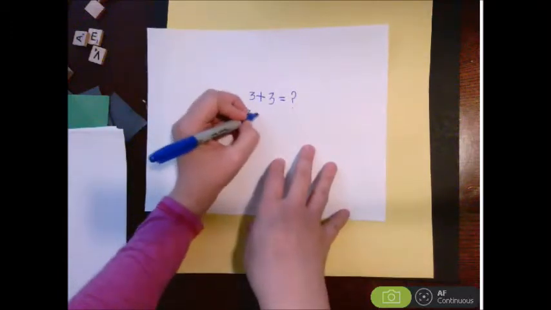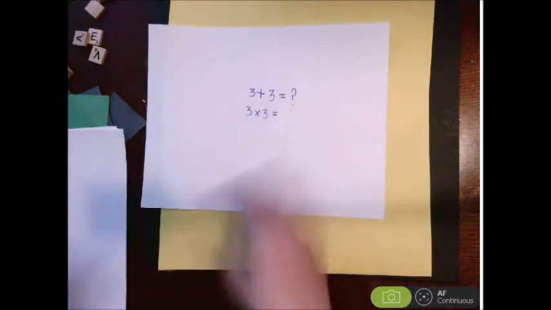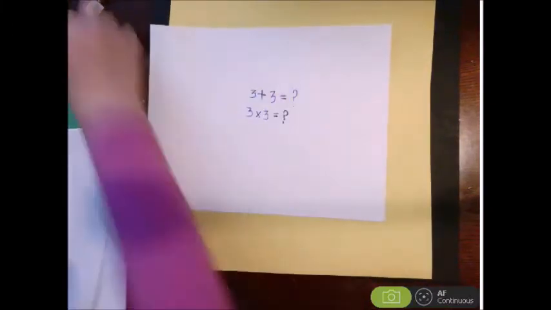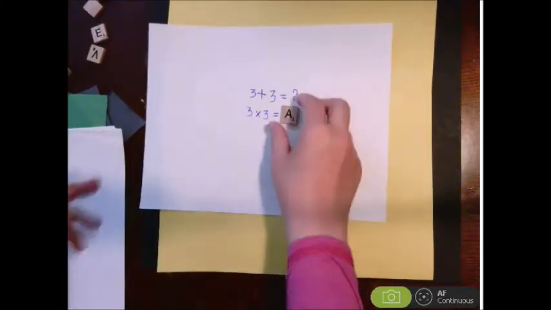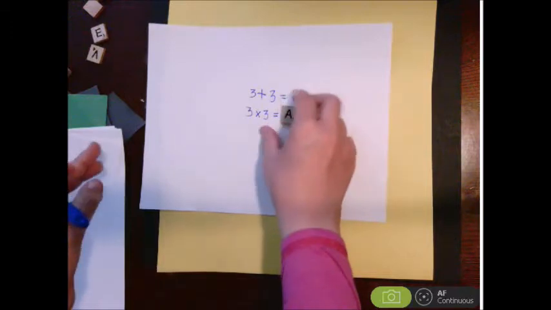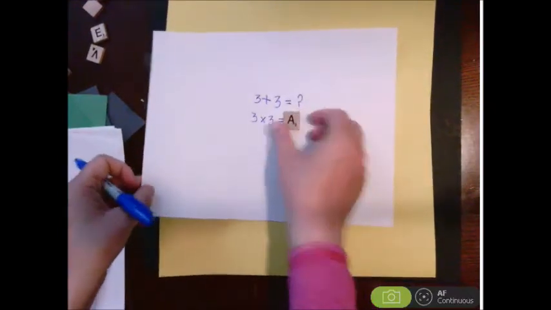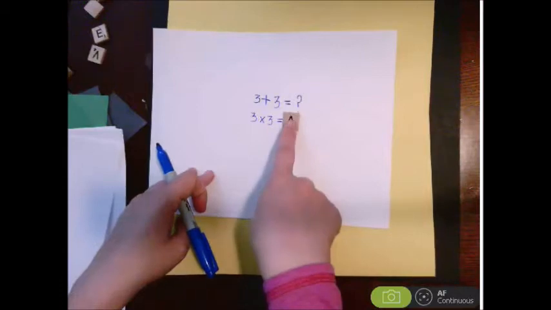It's the same thing if we multiply. 3 times 3 equals I don't know, or 3 times 3 equals A. Very good. So again, the variable represents an unknown number. It means we have no idea what that letter is. And typically with math, it's sort of like solving a puzzle. You have to figure out what the variable is, okay? And we'll go into that.